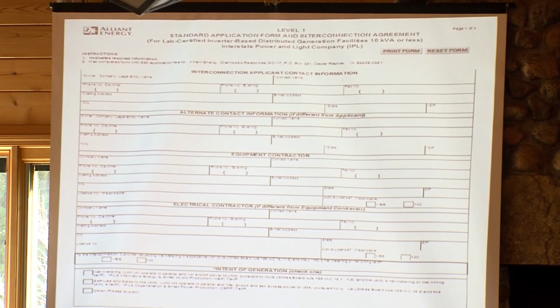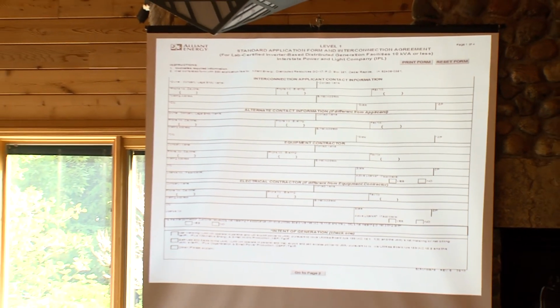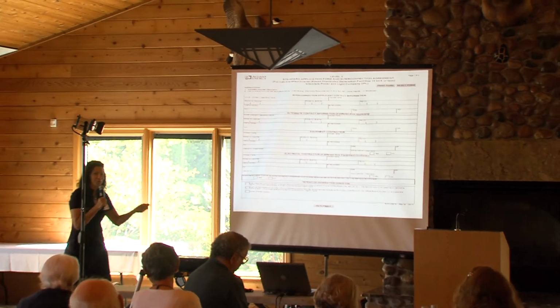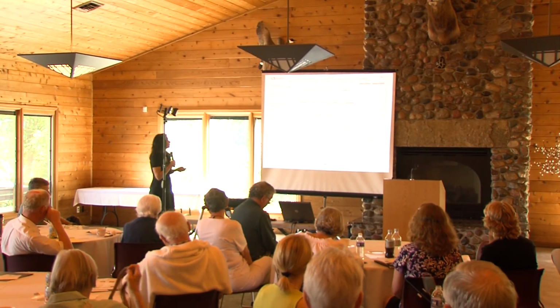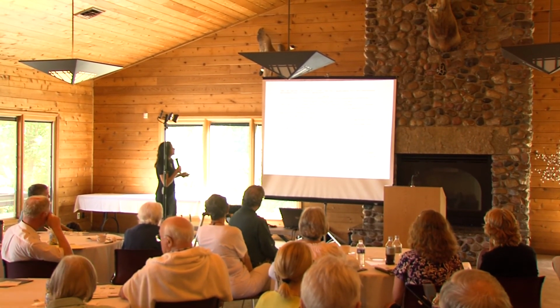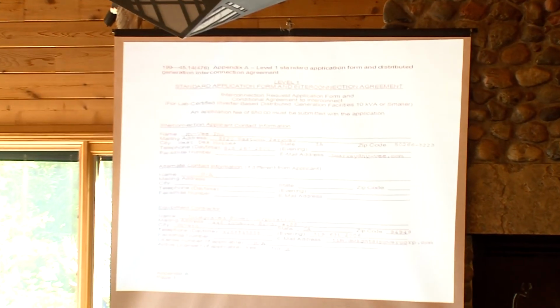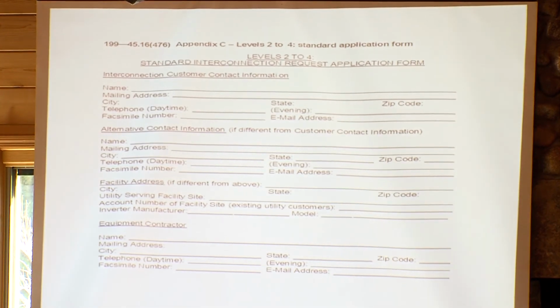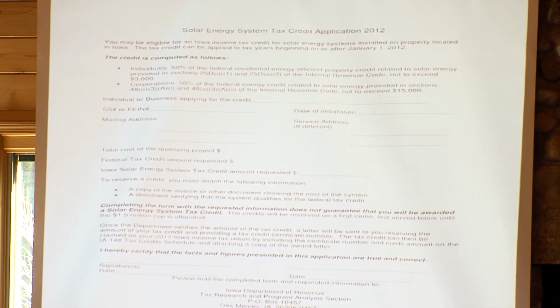So a lot of the paperwork that, let's say, your utility company is going to require is the same paperwork that your bank is going to require, your insurance company is going to require. So make multiple copies. And then lastly, this is what the application form for an interconnection agreement looks like. Standard level. Okay, here's the solar energy tax credit application form.